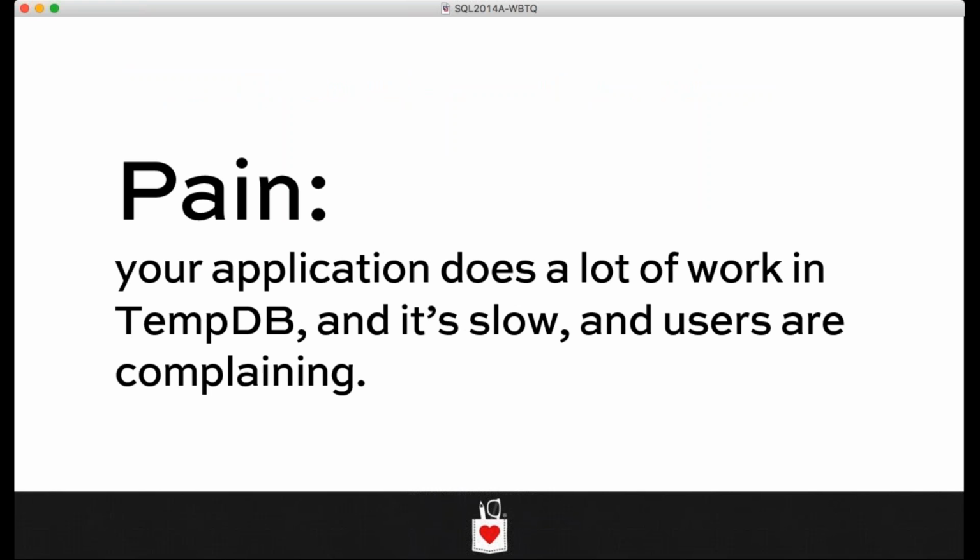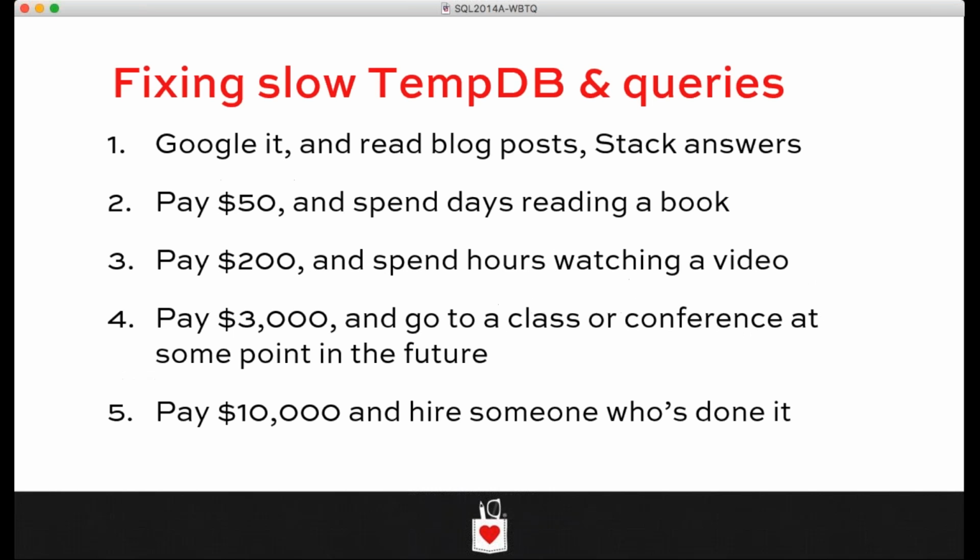Let me give you another pain. Your application that you've already deployed, it's out in the live, people are using it, does a lot of work in TempDB. Maybe it's using read committed snapshot isolation, maybe it's creating temp tables, maybe it's using table variables, hash joins, it's built to disk, whatever. It's slow, and there's a lot of users who are complaining.